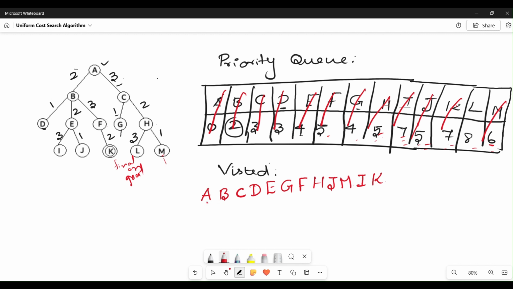Finally, we will be getting the result of A, B, C, D, E, G, F, H, J, M, I, K. We can now calculate the path cost of this. Okay, 2, 3, so 5 and 7. So the cost is 7. So thank you.